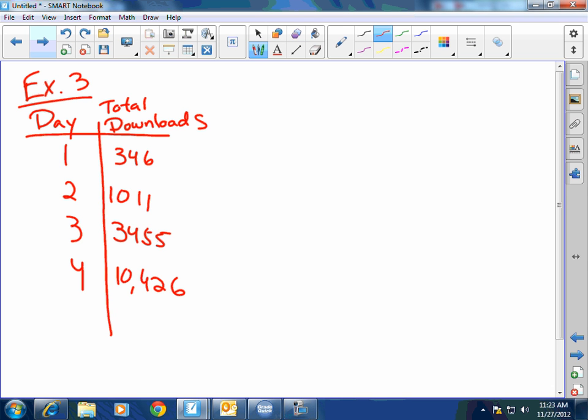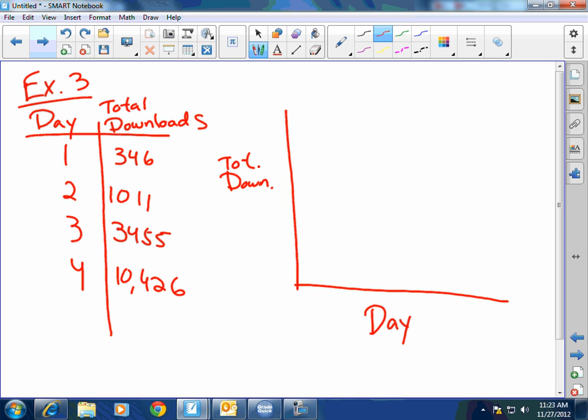Now, they don't give you numbers, okay? They just give you a sketch, but we can draw a sketch as well. First of all, which would go on the x-axis? The day, very good, because day is part of time, and the day is independent. So the x value here is the day. What's the dependent y value? That's exactly right, total downloads.